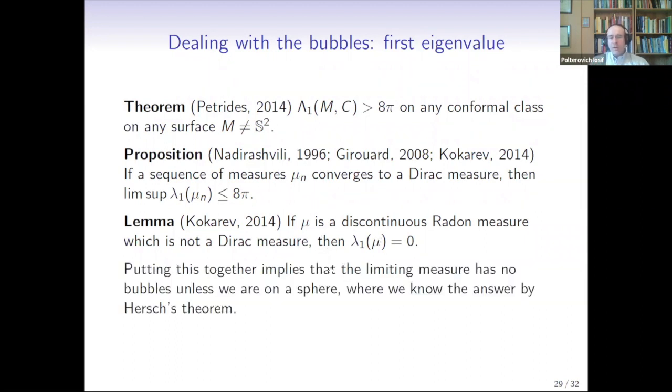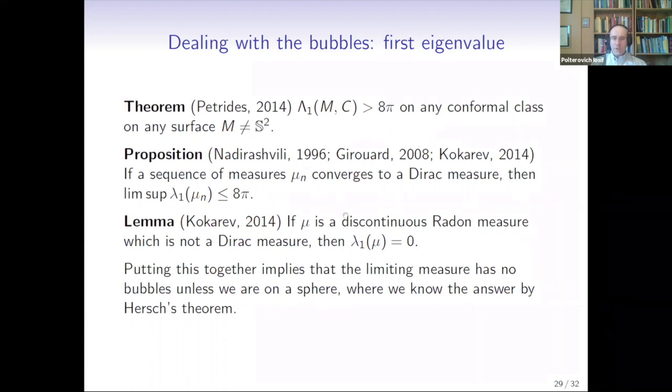So putting this together implies that the limiting measure has no bubbles unless we're on a sphere, because on a sphere we do have 8 pi as a maximizer, and on a sphere we know the answer by Hersch's theorem. So the case of the sphere has already been covered. So that is the argument for the first eigenvalue.